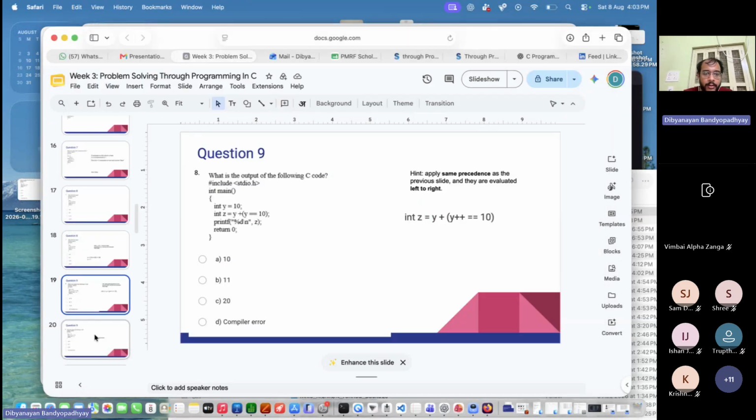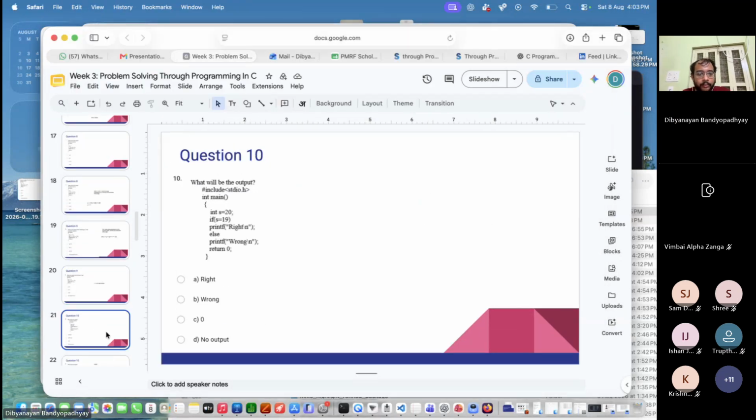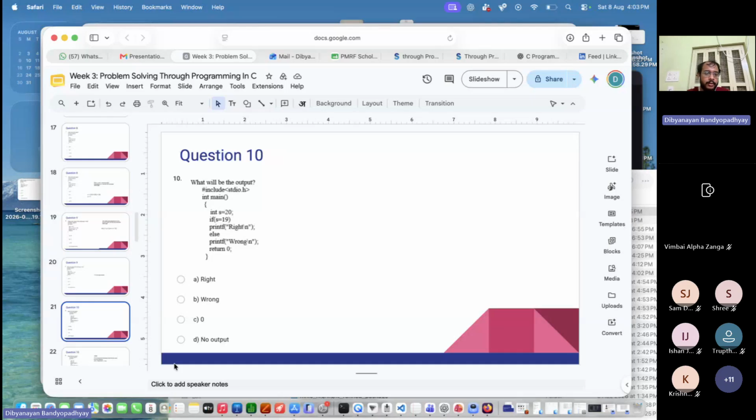Yeah, so let me proceed. So this is another question. What is the output? int s equal to 20; if s equal to 19, print right, else print wrong. So how do you think will be the output actually? This is an important question, because if you see carefully inside the if statement, it is not s equal to equal to 19. It is s equal to 19. Only one equal to sign is present. So based on that, solve it.